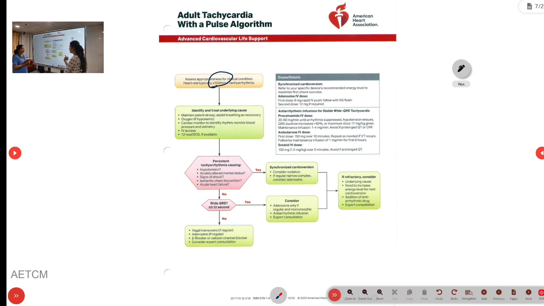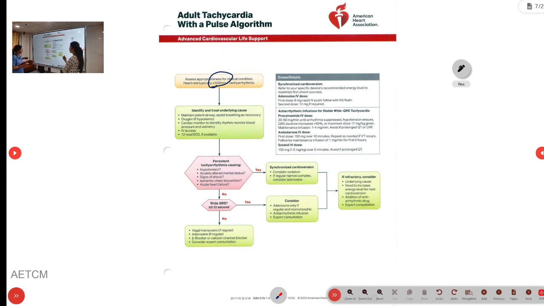Other Valsalva maneuvers: gagging, then the plastic bag. If we have a 10 cc syringe, we can remove the needle and ask the patient to blow through it and push the plunger out. That can be done.